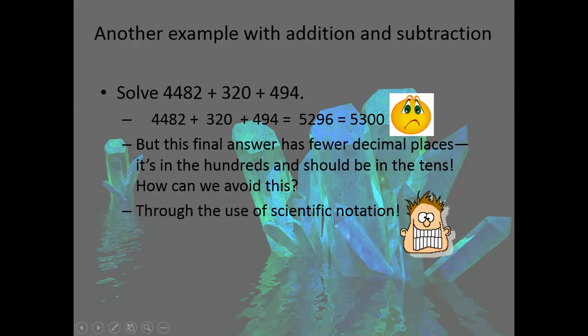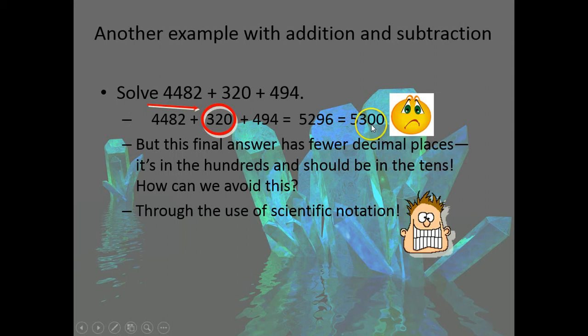Now, here's another example with addition and subtraction. So let's say you want to add these three numbers together. Well, when you do that, you realize, okay, it's only going to be good to the tens place because of this 320. So I want to denote my answer is going to be good to the tens place. So when I round that, I get 5,300, which might at first seem good. But then you think, well, wait a second, 5,300 is good to the hundreds place.